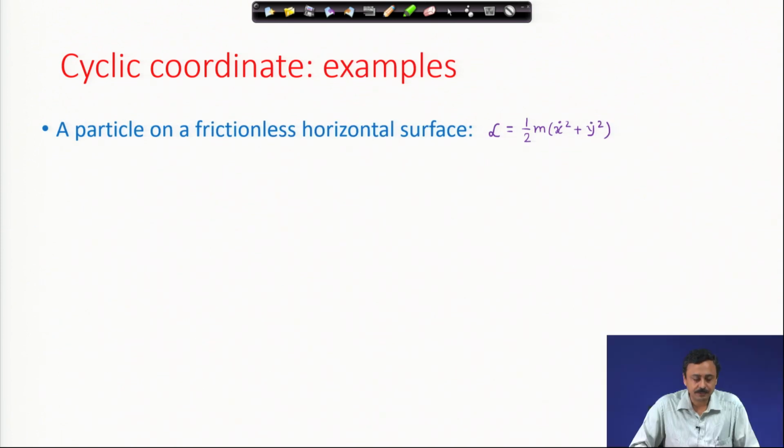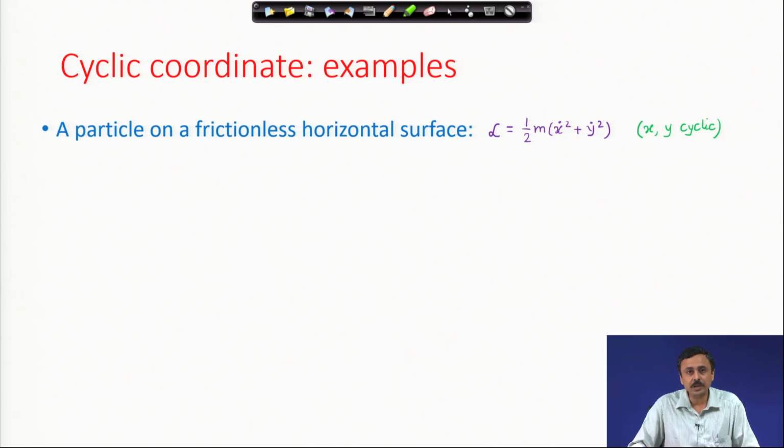Let us look at some examples. A particle on a frictionless horizontal surface. I am considering the xy plane to span the horizontal surface. Our Lagrangian has the kinetic energy and no potential energy, since it is all frictionless, no spring etc. Therefore, it is only kinetic energy. Both x and y are cyclic coordinates. There is no presence of x and y in the Lagrangian, only x dot and y dot are present. Therefore, x and y are cyclic coordinates, and the momentum conjugate to x and the momentum conjugate to y are conserved.